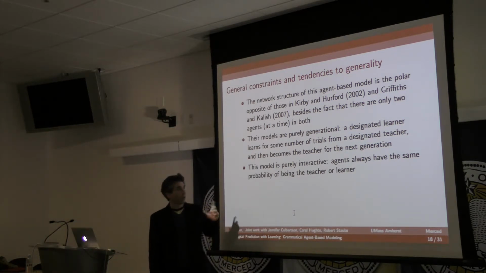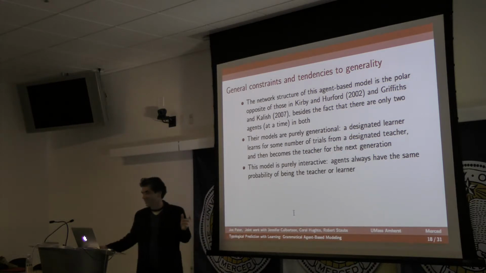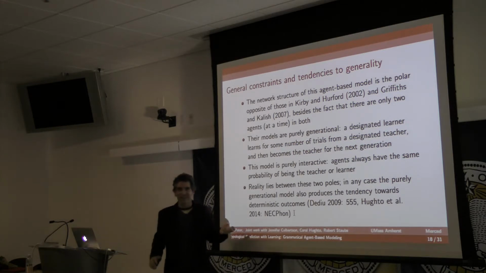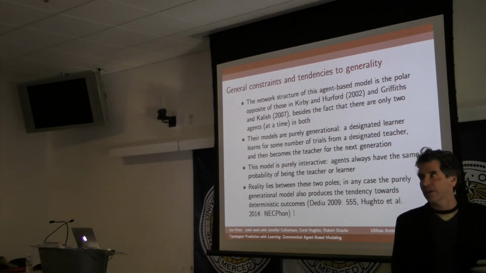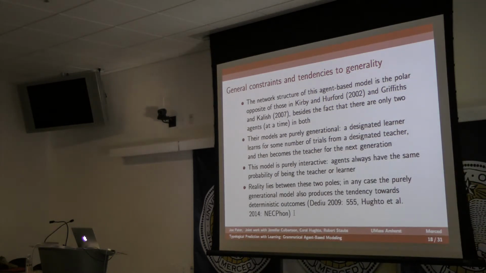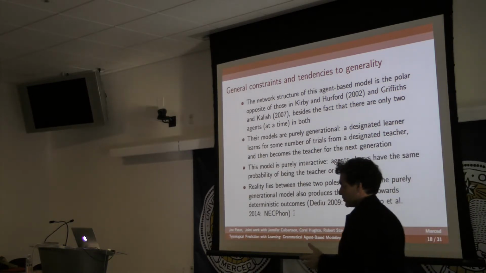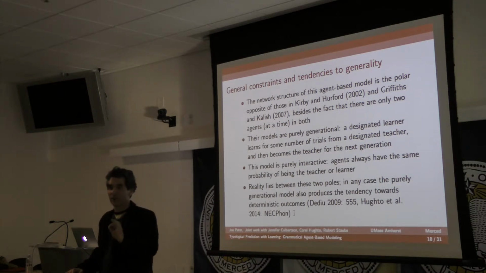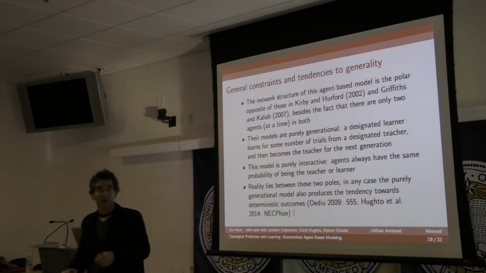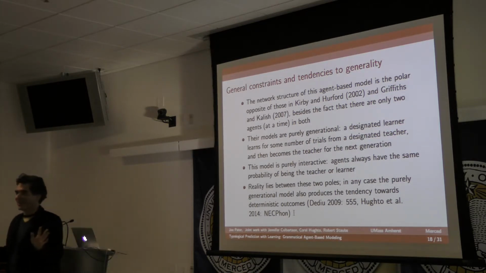Ours is purely interactive in that each agent has the same probability of being the teacher and a learner. And reality is actually in between these two things. So when people have looked at language change, and especially language change that's happening now, that you can study, you see that it looks like it's not just adult to child transmission that's important in understanding language change. The structure of, say, adolescent communities is also important, which is something we find in, say, Penny Eckert's work. So neither of these models is very realistic.